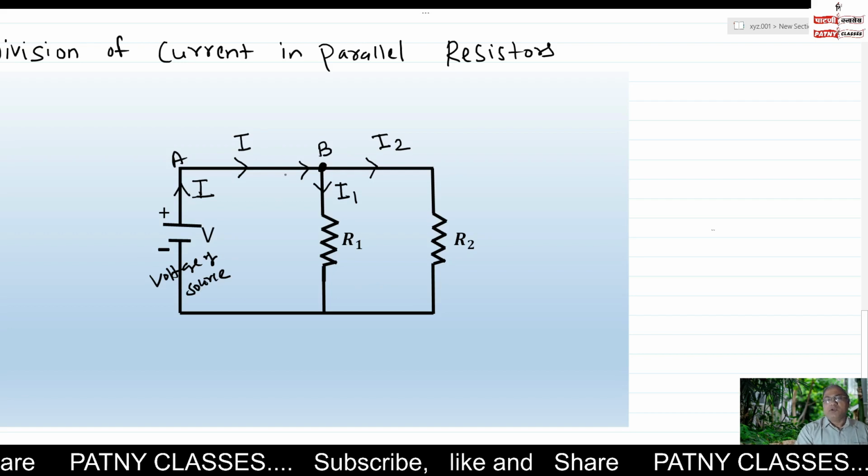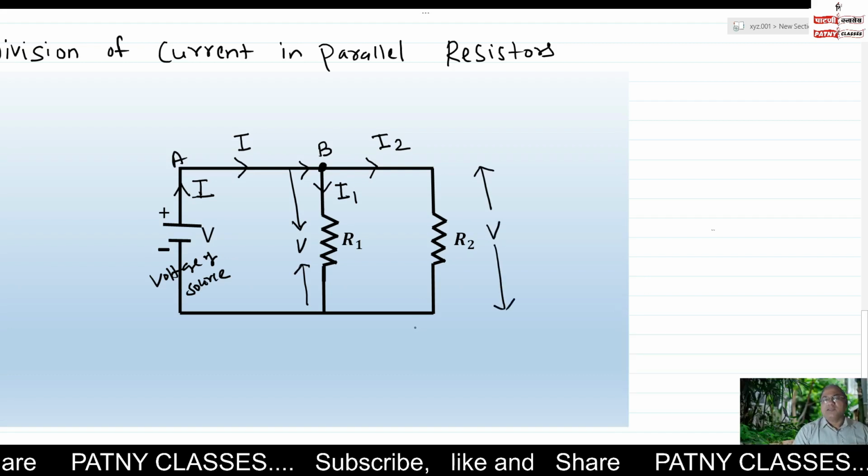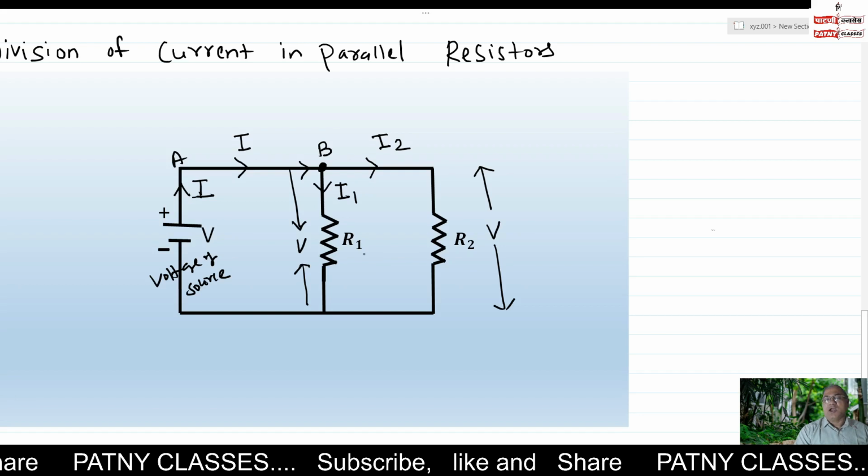But the voltage across R1 is V, and the voltage across R2 is also V. In case of parallel resistors, the voltage across every resistor equals the voltage of the supply. That means voltage across R1 equals V and voltage across R2 is V. But the current flowing through R1 is I1 and current flowing through R2 equals I2.